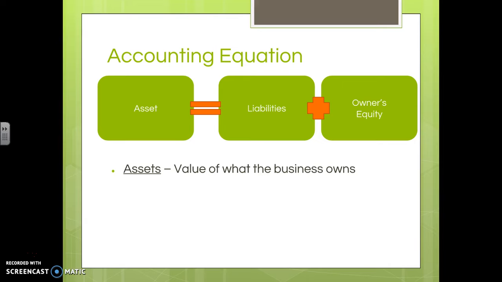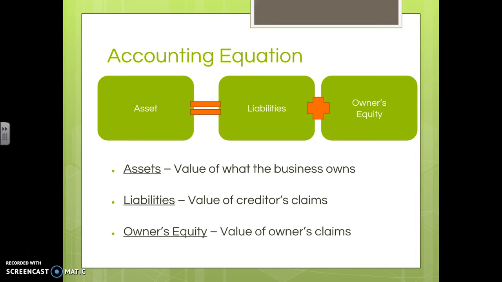Assets are the value of what the business owns. Liabilities are the value of the creditors' claims. And owner's equity is the value of the owner's claims.